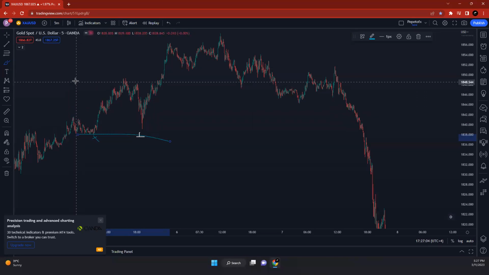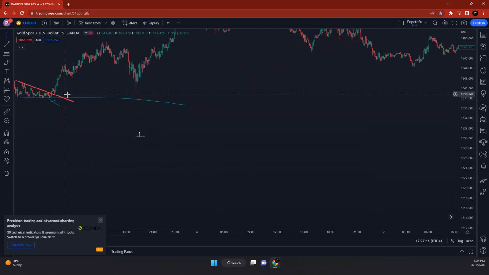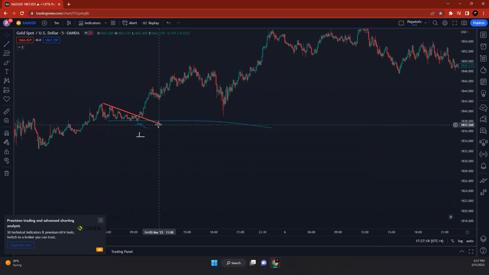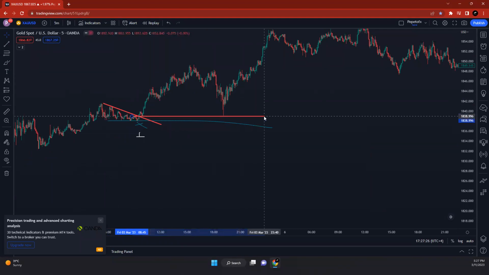Okay, I will tell you one thing. You need to keep in mind that most of the time the retest happens on the latest structure breakout. What I mean is, let's say I have here, right? Now, where is the retest? See, the breakout happened here. Retest. Now, same story here. This was the breakout.